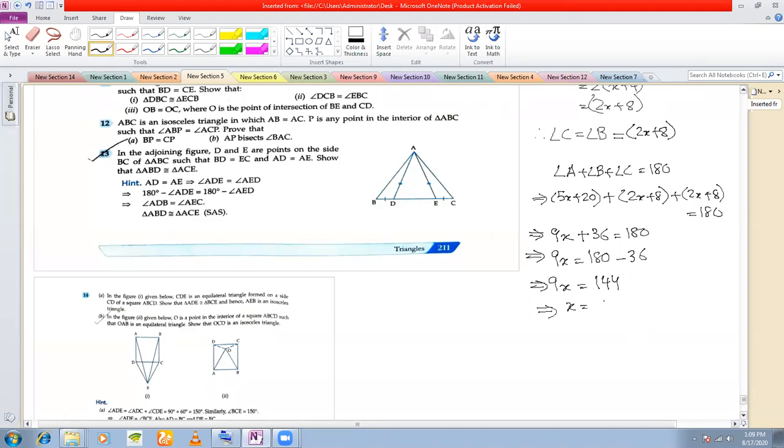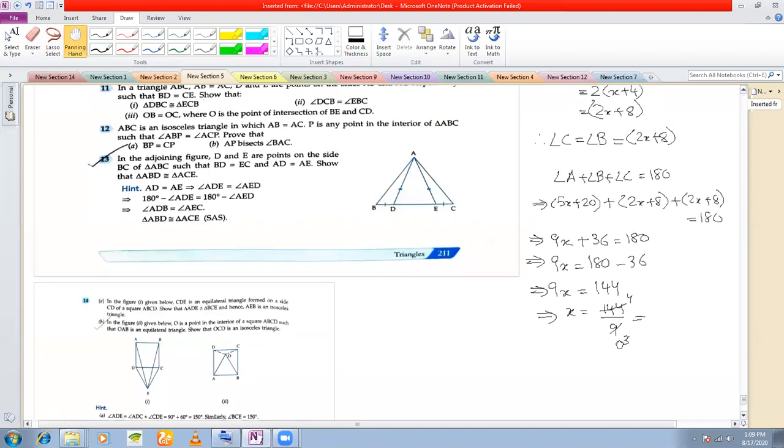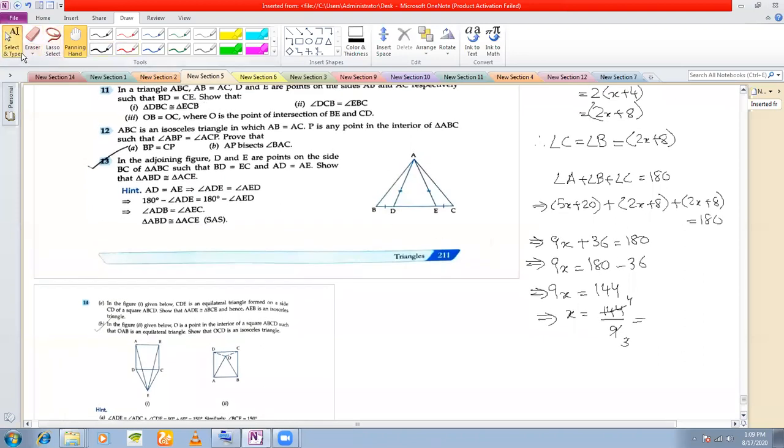That means x is 144 by 9. Let's cancel. 9 times 16 is 144. So x is 16.